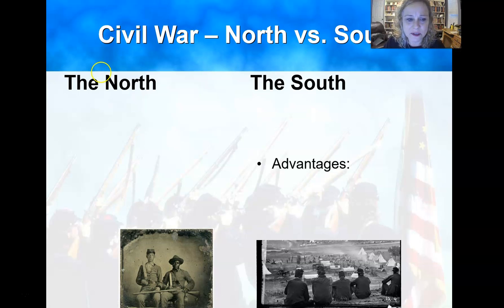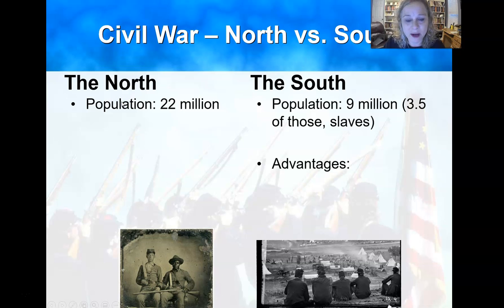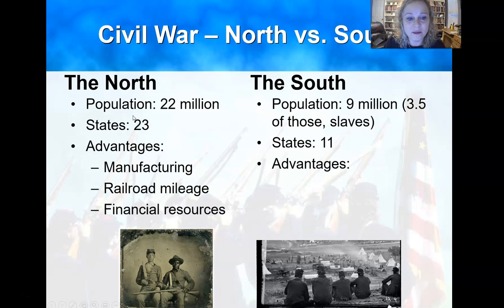So the North versus the South. Population-wise, the North was much more populated. The South only had 9 million, and 3.5 million of those were slaves. They had 23 states in the North, 11 in the South. Okay, but some advantages for both. In the North, they had manufacturing, a large number of railroad mileage, and frankly, they had a lot more financial resources.